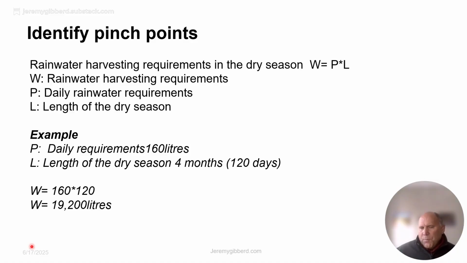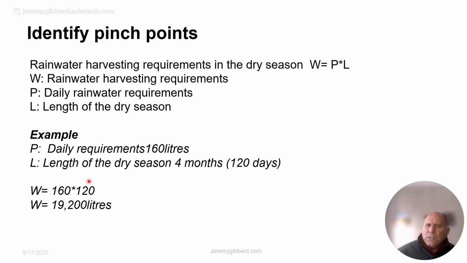Identify the pinch points. It's important now to start thinking in a bit more detail about what's going to happen over the year. And we talked about the dry period, the dry season. The way you can calculate what you need to do during this period is look at your daily consumption. In this particular case, it's 160 liters per day. And then you can look at the length of your dry season. So it might be something like 4 months, which would be 120 days.